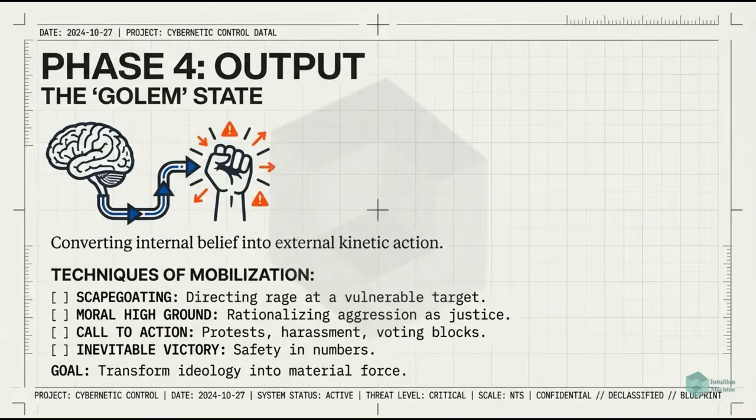Phase 4, the output, action. Here's the trap springing shut. Beliefs fade, actions lock them in. Once you act publicly, especially if it's extreme, three things happen instantly. Cognitive dissonance spikes. You must justify what you did. Identity crystallizes. Your behavior revealed your true self. Social bonds harden. Others witnessed it. Walking it back means losing face.